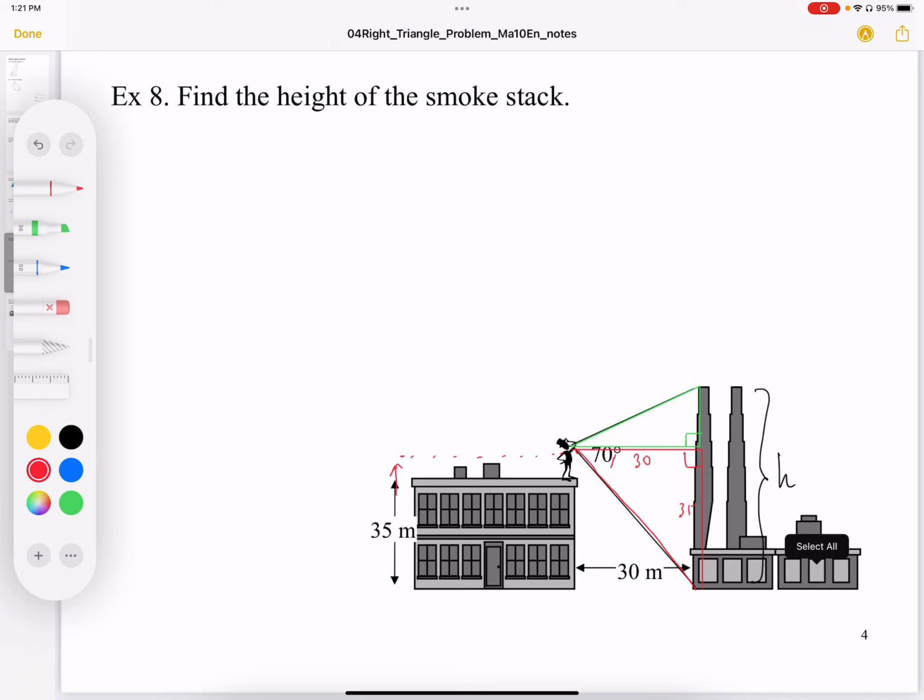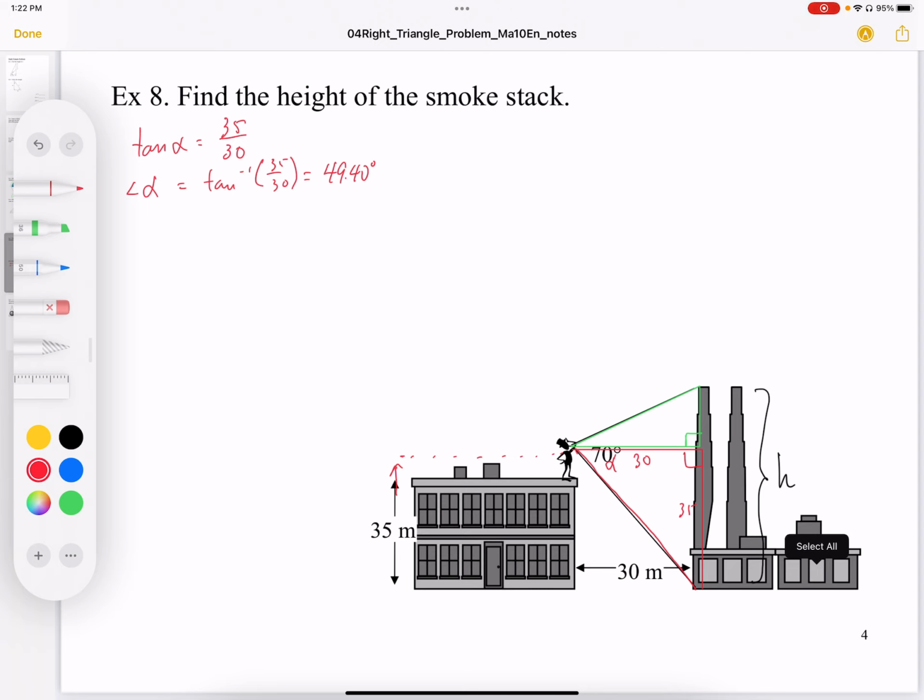And using those two sides, I'm going to find angle alpha in that triangle. So we know that the tan of angle alpha is going to be the opposite over the adjacent side. So angle alpha is going to be the arctan of 35 over 30. And when we work that out, the arctan value works out to be 49.40 degrees.